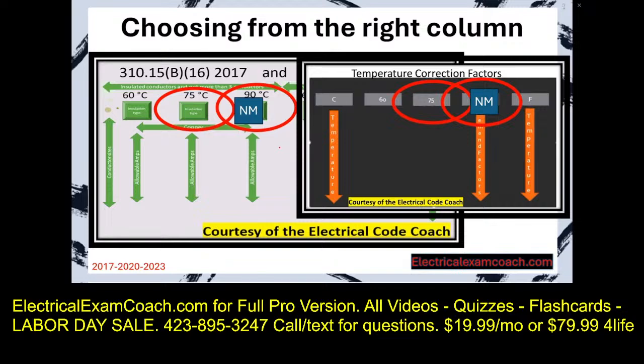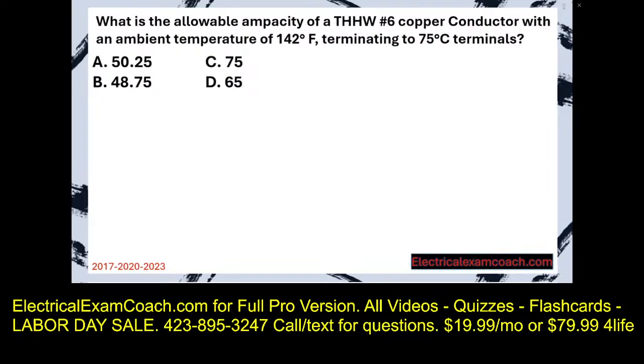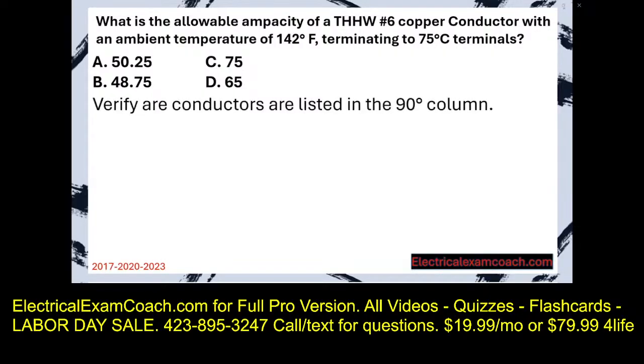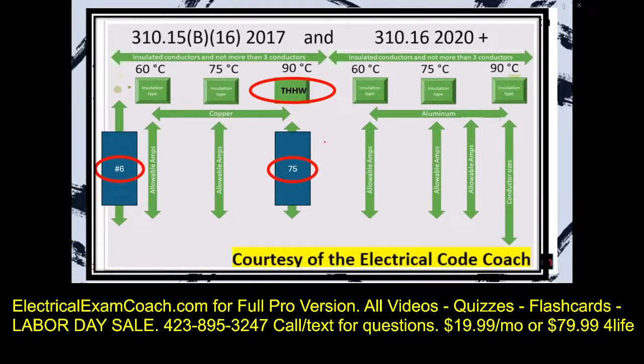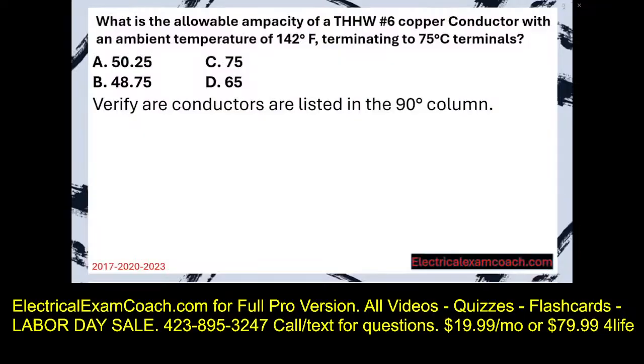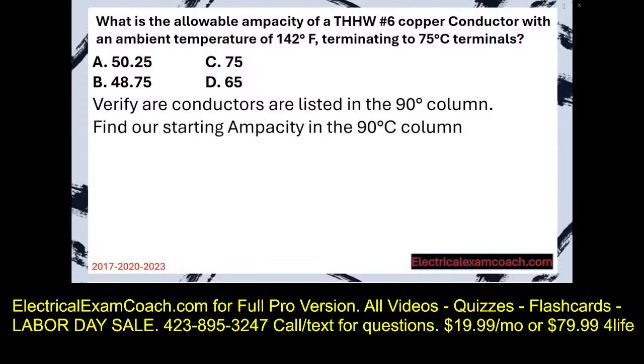What is the allowable ampacity of a THHW number 6 copper conductor with an ambient temperature of 142 degrees terminating to 75 degree C terminals? Step 1, we're going to verify that our conductors are listed in the 90 degree C column. We head there and look for THHW, and sure enough, it's right there. Now we're going to find our starting ampacity in the 90 degree C column.